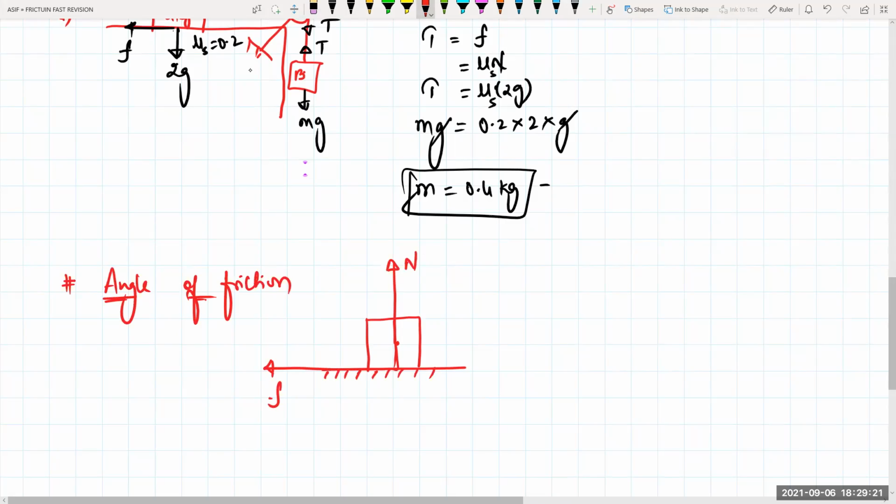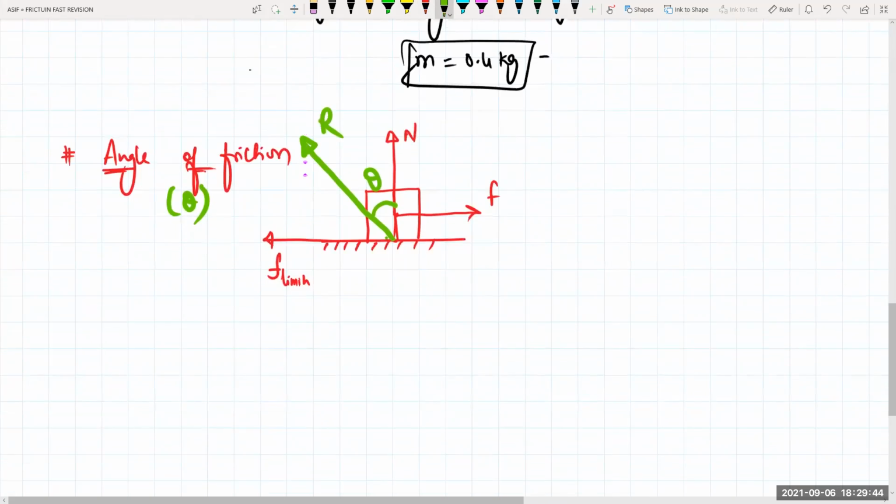The frictional force will be acting on this body in this direction. This is F at the limiting condition, not static. Limiting condition means the body is ready to move. When you apply a certain force, the body is ready to move, but still not in motion. The resultant force will be this, and it makes an angle, say theta. This theta is known as the angle of friction.